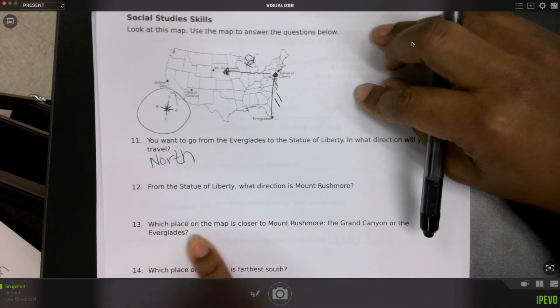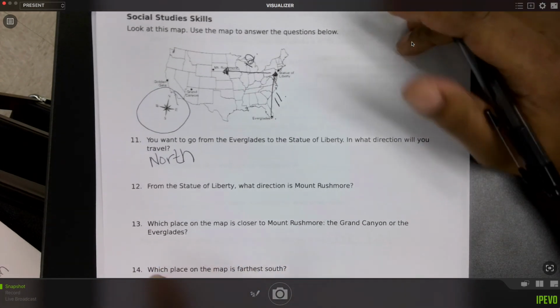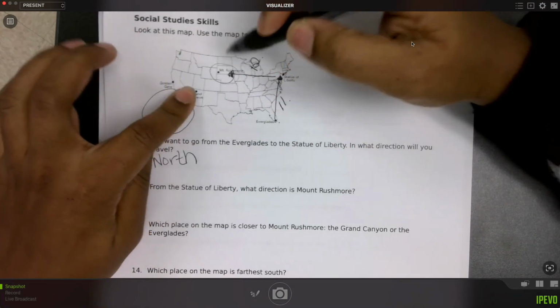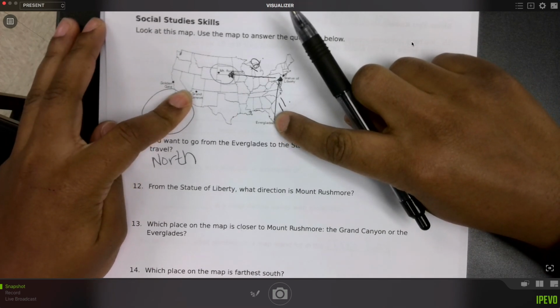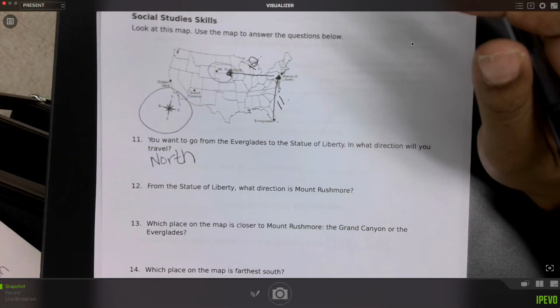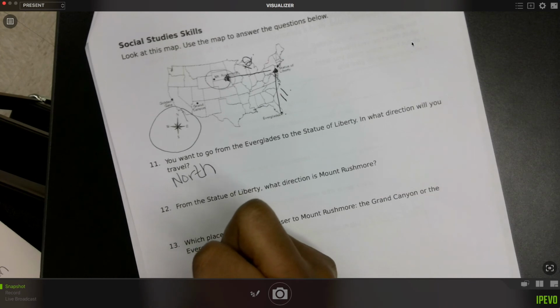Number 13, which place on the map is closer to Mount Rushmore? The Grand Canyon or the Everglades? If I look at Mount Rushmore here, the Grand Canyon is here and the Everglades is here. So which one is closer to Mount Rushmore, guys? We can do that one together. The Grand Canyon is definitely closer.